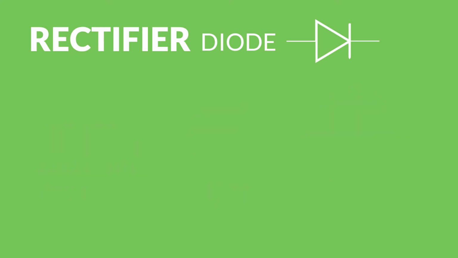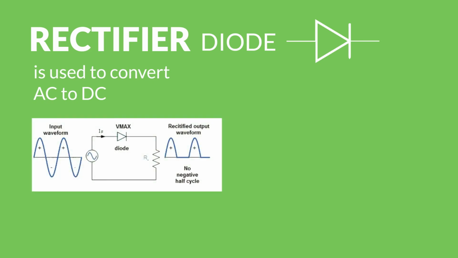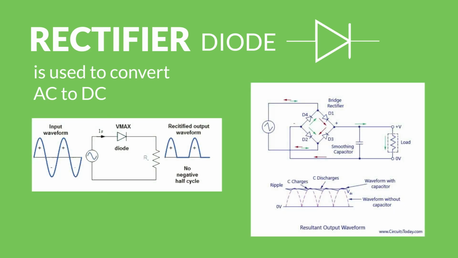This rectifier diode is usually used to convert AC current into DC current. It can be a half rectifier or a full rectifier. To overcome ripples which may come out in the output, we can use a capacitor.